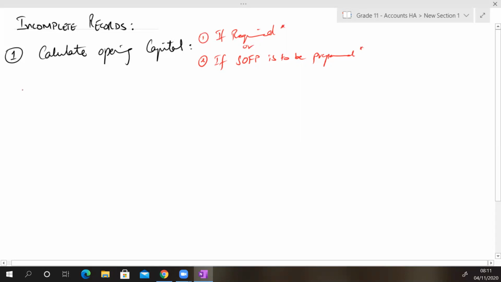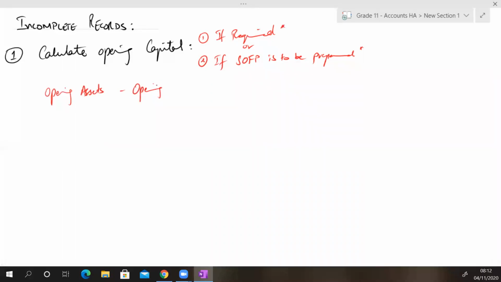Okay. Any ideas how would you calculate opening capital? Can anyone tell how opening capital will be calculated? How can you calculate an opening capital of a business? Any idea? Anyone? No, sir. Yes. You can calculate opening capital, I guess, by adding the closing capital and drawings, and then you can minus the net profit, like you do in the SOFP.